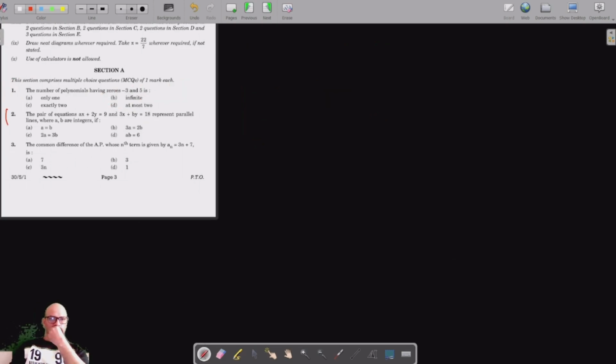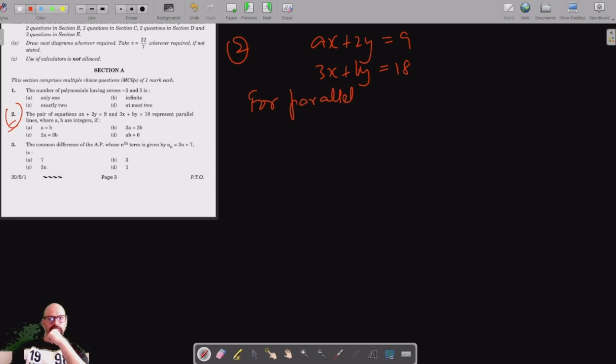Okay, for question number two, we have to check which of these conditions is true when the given pair of equations are parallel. So the given pair of equations are ax plus 2y is equal to 9 and 3x plus by is equal to 18. And we know that for parallel lines, a1 upon a2 is equal to b1 upon b2 is not equal to c1 upon c2.